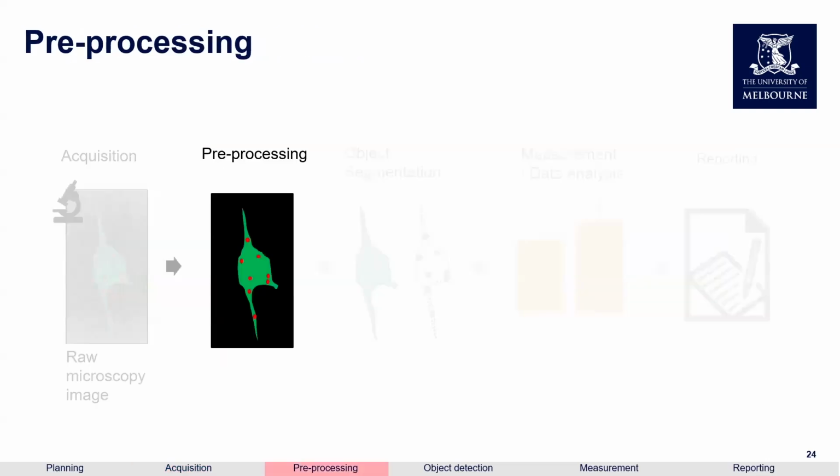which is pre-processing. So even when you have followed all the acquisition rules that I mentioned, raw microscopy images can still be compromised. So in many cases, we still need to correct them before analysis.